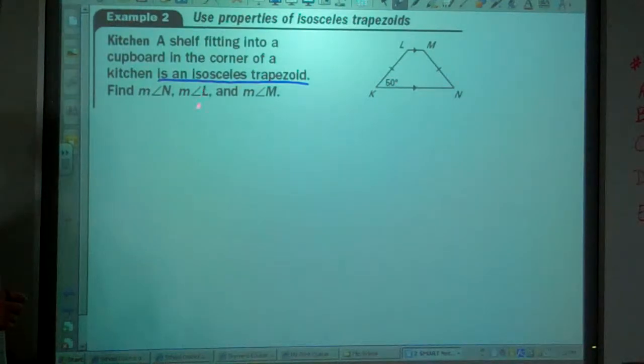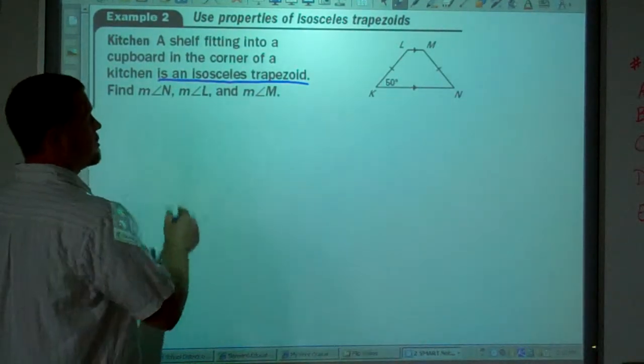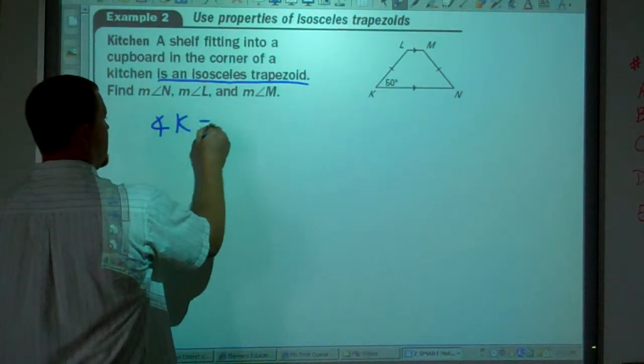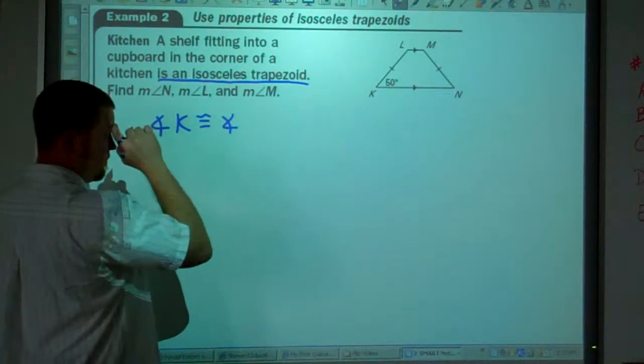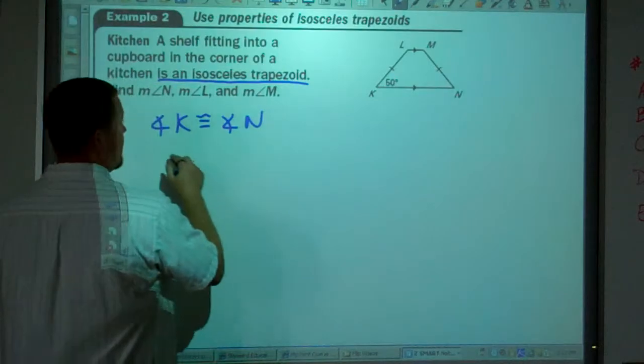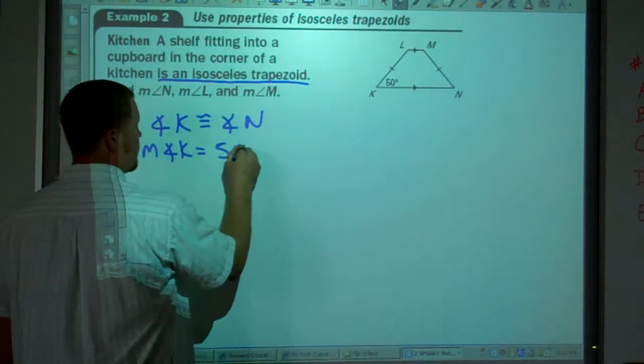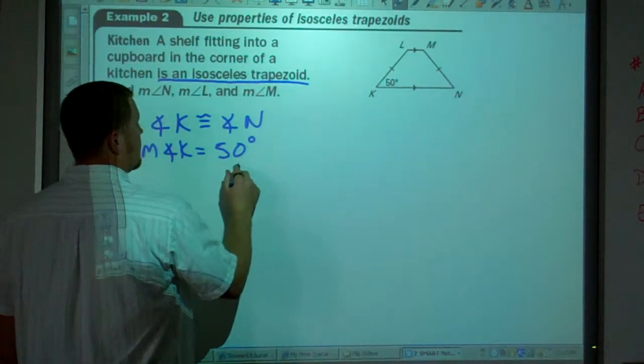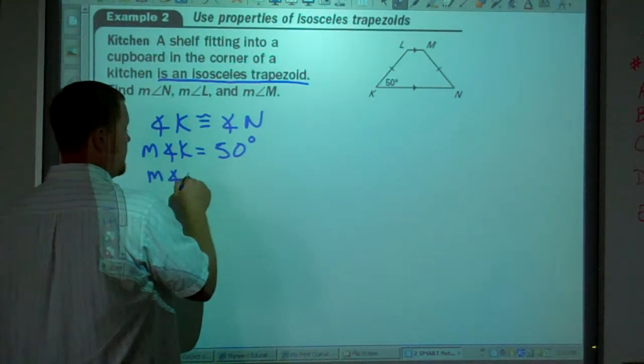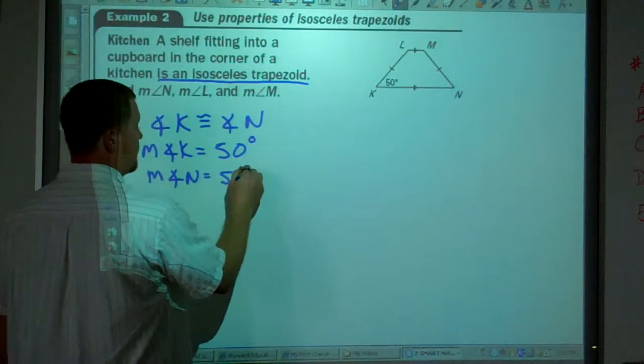Find the measure of angle N, L, and M. Okay? Well, it's an isosceles trapezoid. That means what about the base angles? Base angles are congruent. So we know that angle K is congruent to angle N, and the measure of angle K equals 50 degrees. So the measure of angle N then is 50 degrees.